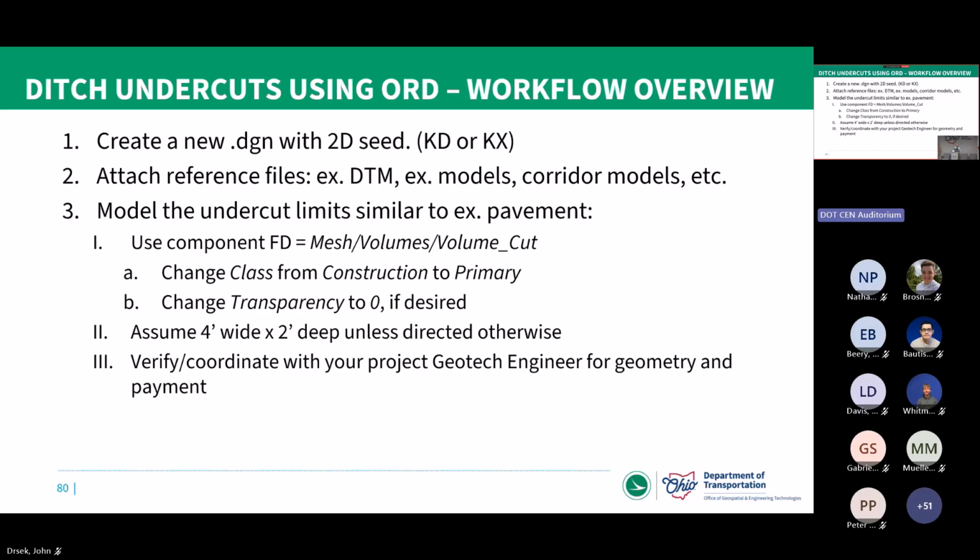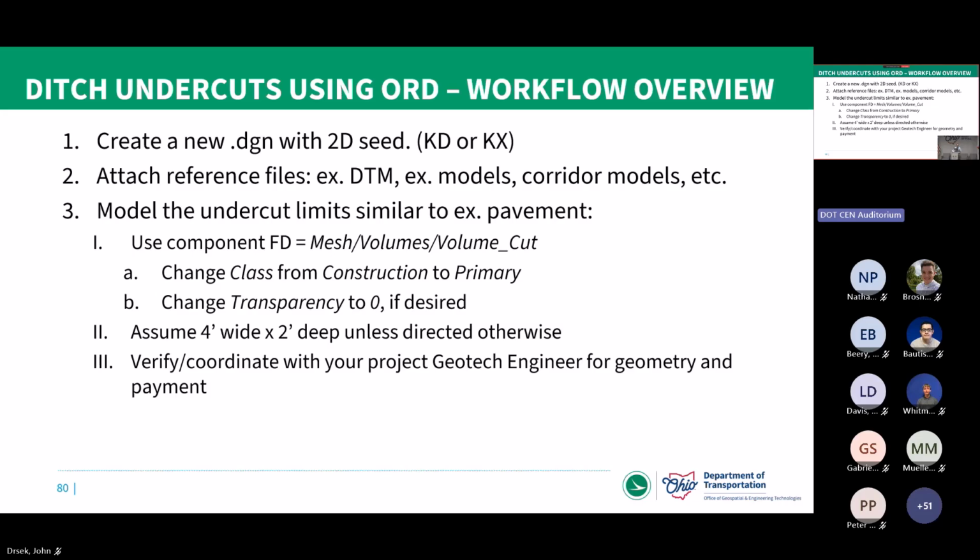And we'll go into that a little more. I also mentioned before, those cut volume meshes come in as a construction element. If you want these to plot in your cross sections, you need to select the volume it's going to create when you model it and set it to a primary feature class. And then it also comes in with 30% transparency.